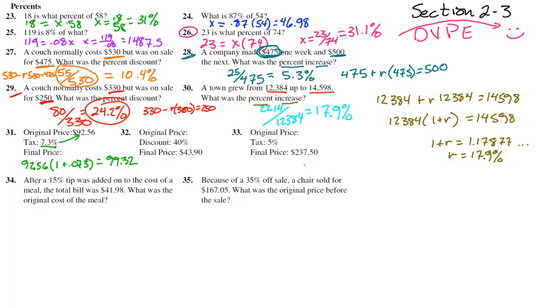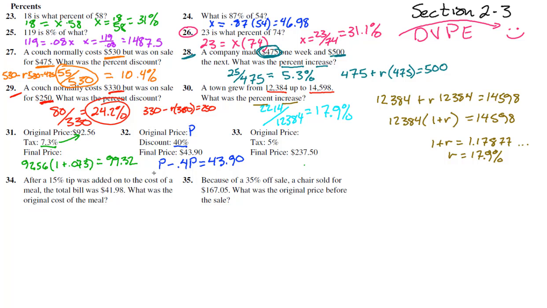That was pretty cool. All right, the original price, we don't know. I'm going to put a variable there so we can be sure and do this correctly. So the variable's P, and the discount is 40%, so we're subtracting. So the original price subtracted 0.4 of the original price and came up with 43.90. Major concern, do not take 43.90 times 40% and then try to add it on. That will not work. So let's move over here and finish the problem.